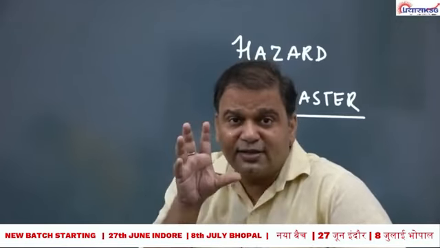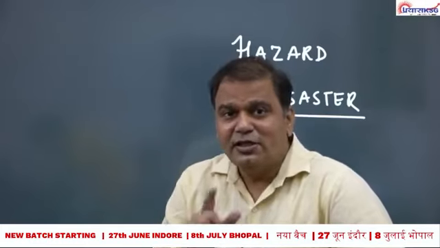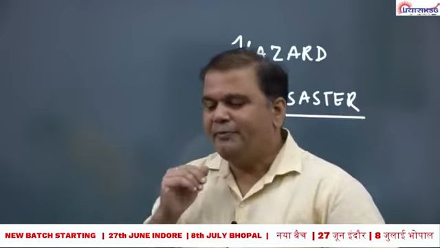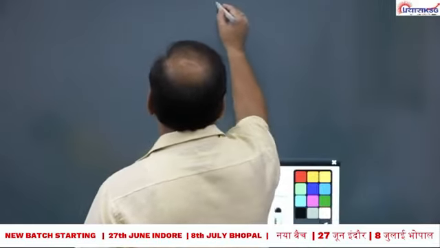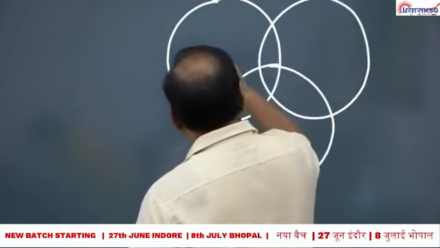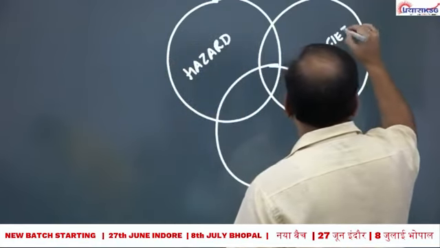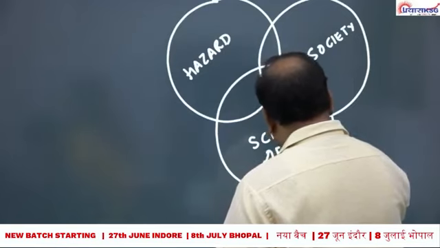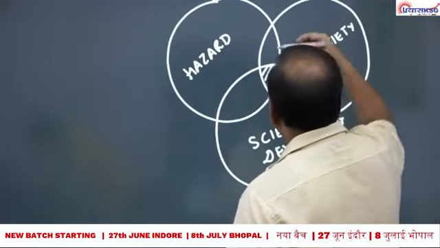When a hazard affects a sizable population, it can be anything, group, society. So when a hazard affects a sizable population, it is termed as disaster. Is that clear? Fine. So this is how you can define disaster in another way. And remember, on this basis, we can say that disaster happens at the intersection of hazard, society, and scientific development. This is the place where disaster is occurring.